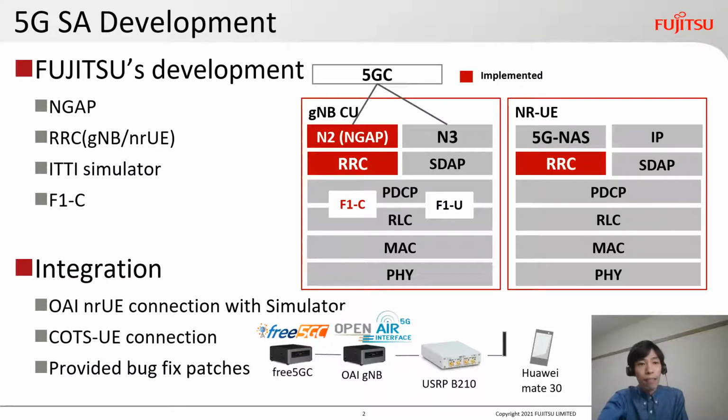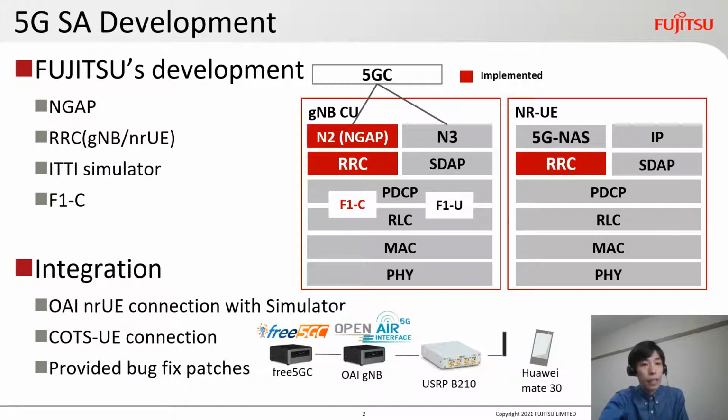This is a diagram showing the parts developed by Fujitsu with 5G standalone. I said we developed upper layer, but in fact we did NGAP and RRC. Additionally, we developed ITTI simulator for message validation. Then we had an integration test with 5G core.